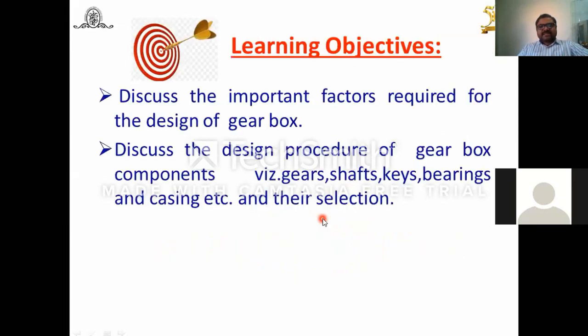The main objective of today's session is to discuss the important factors required for the design of a gearbox, and second, to discuss the design procedure of gearbox components such as gears, shafts, keys, bearings, castings and their selections, including other standard components also. But here I am not going to explain how to design the parts, but the procedure that I will elaborate during this session.